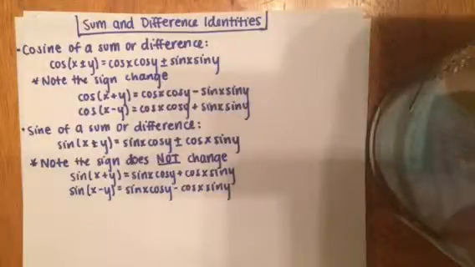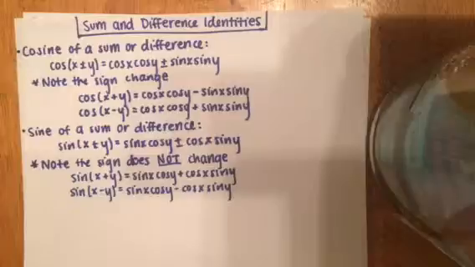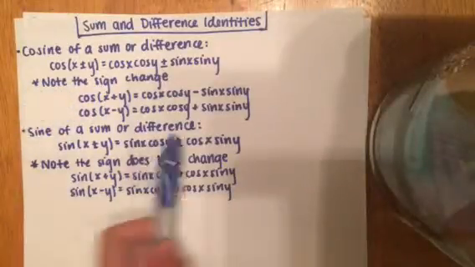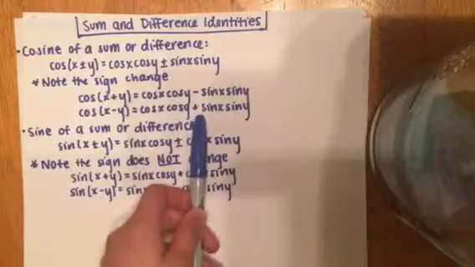Sum or difference identities. For sum or difference identities, we have one for cosine and one for sine. The formula for the cosine one is cosine of x plus or minus y equals cosine of x times cosine of y plus or minus sine of x times sine of y. So for cosine, you have to note a sign change. For example, if you have a cosine that's x plus y, you're going to change it to a subtraction. And if you have a cosine that's x minus y, you change it to an addition sign.